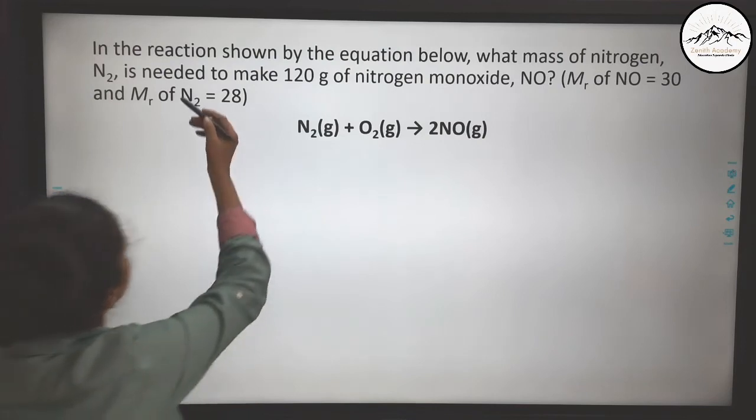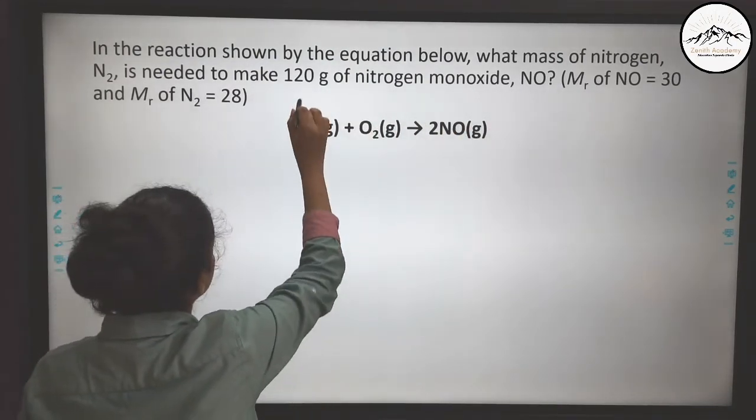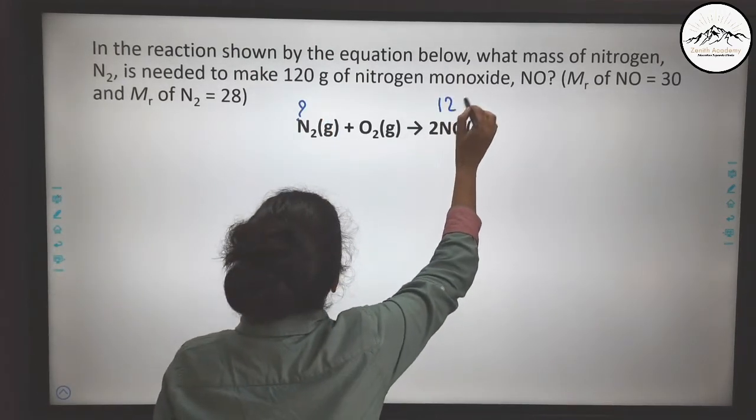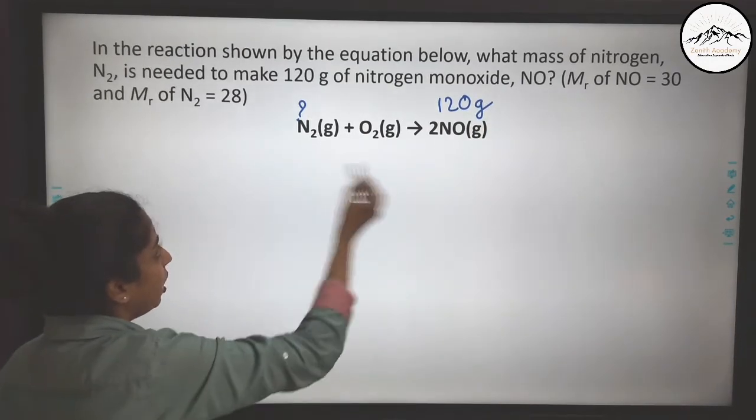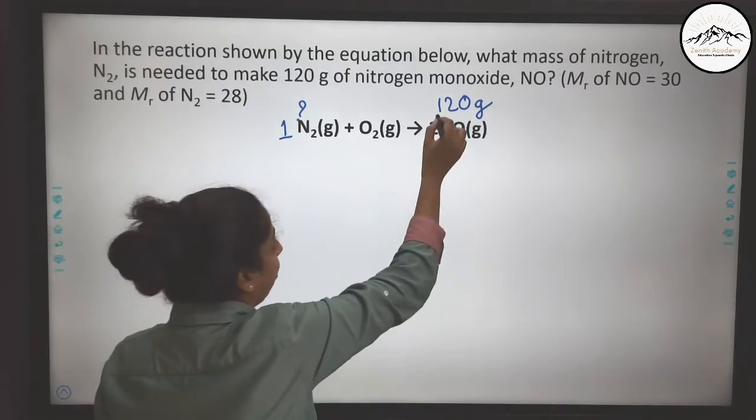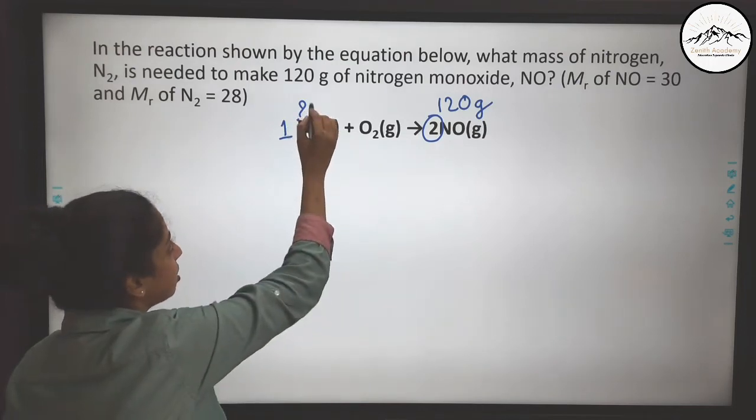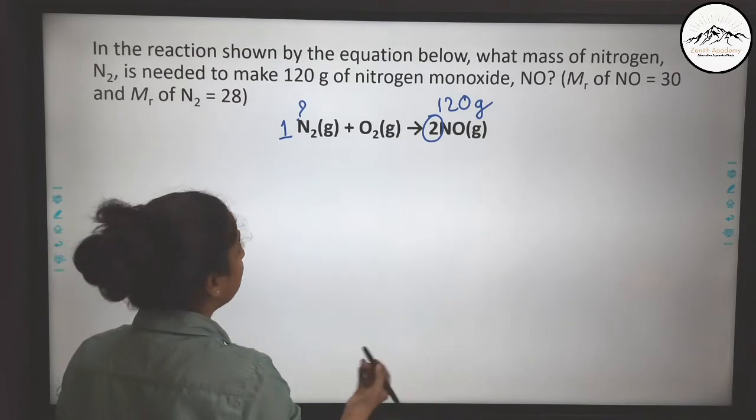Now in the question, in the reaction shown by the equation, what mass of nitrogen is needed? Now this is asked, what mass of nitrogen is needed to make 120 gram of nitrogen monoxide? So from the equation it is seen that 1 mole of nitrogen is required to form 2 moles of NO. Now this is asked, so we will keep this in the right hand side. Whatever is asked, we keep that on right hand side.